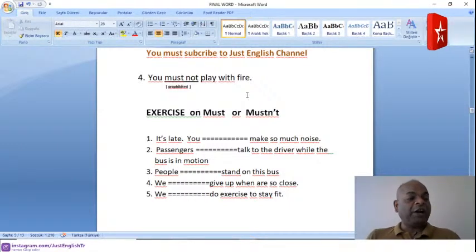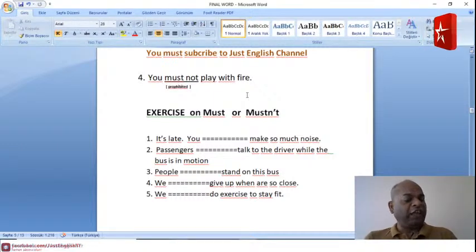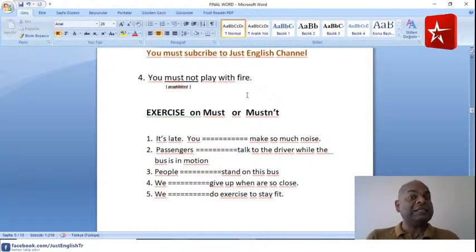Number 4, we are on number 4. Najat says it's a limitation, a prohibition, and Emra says strong recommendation. That's right, Emra. That's a strong recommendation for number 3. Number 4 is a prohibited thing. You are not supposed to play with fire. That's why we say that we must not play with fire.